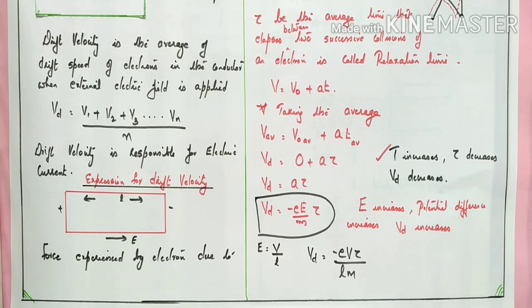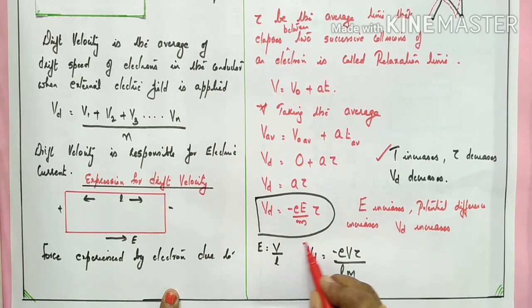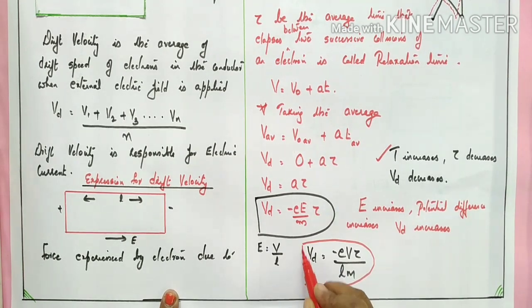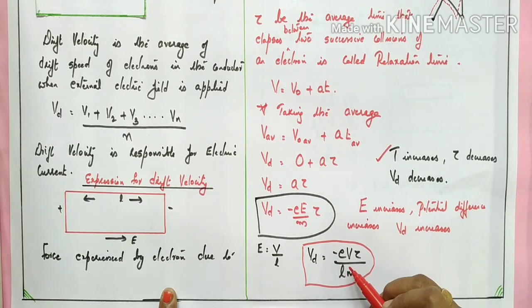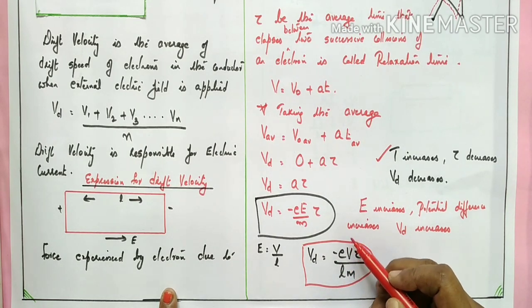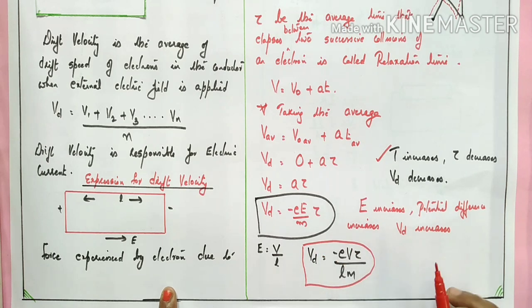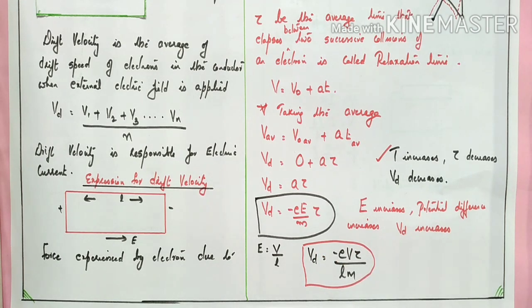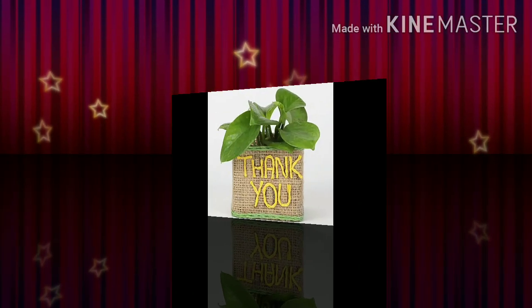This is also a very important relation, and numericals and application questions are based on it. This relation also shows that as the electric field and potential difference increase, drift velocity also increases. This is considered the base of many other derivations that will be discussed later.